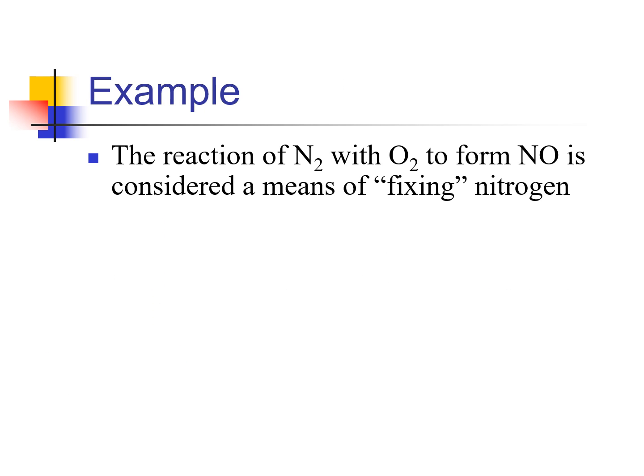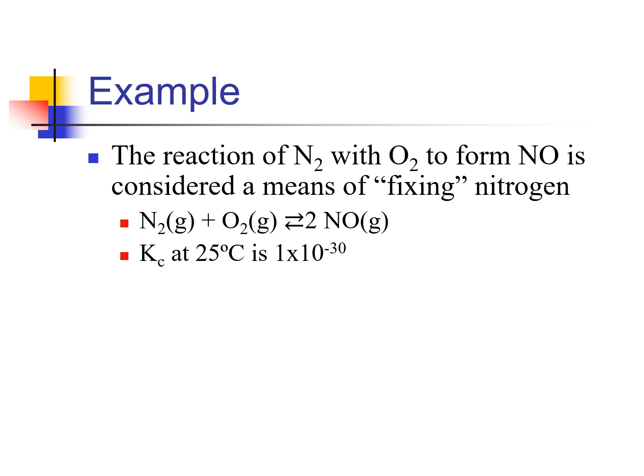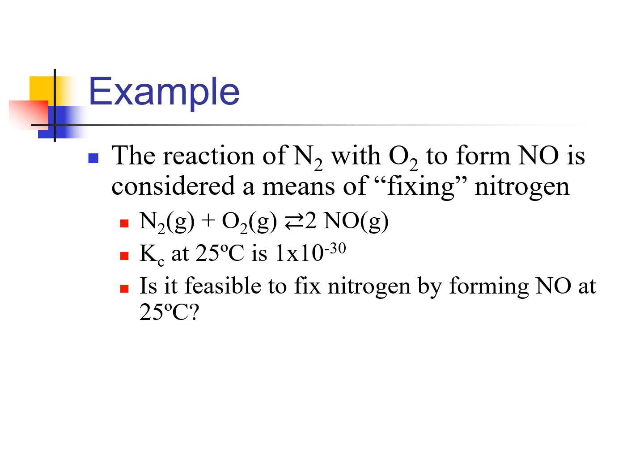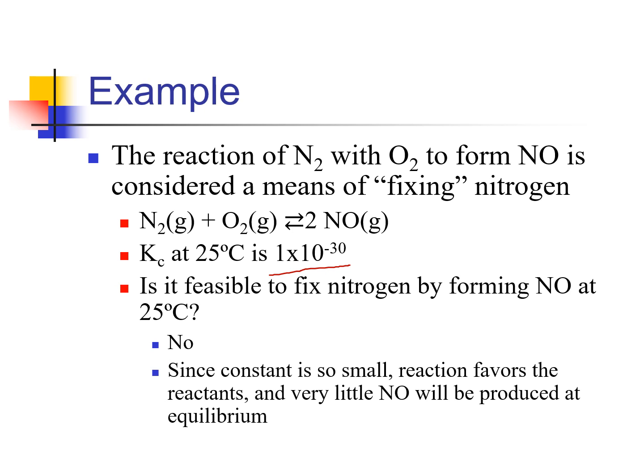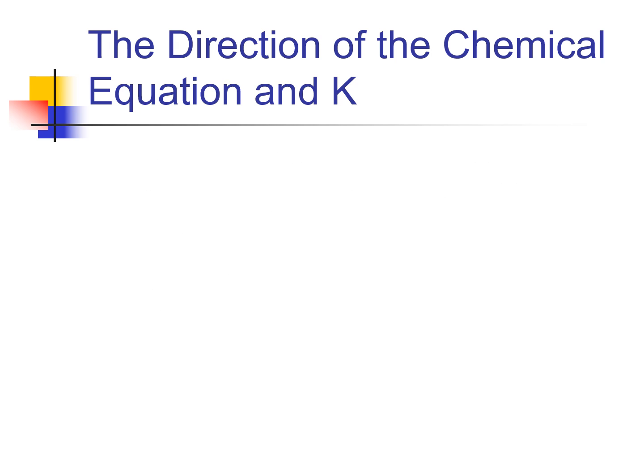So an example: the reaction of nitrogen with oxygen to form NO is considered a means of fixing nitrogen. Here's the reaction, and there's the equilibrium constant. Is this a feasible method of fixing nitrogen by forming NO at this temperature? Well, if we look at that constant, it is way less than 1, which means at equilibrium, we're going to have a very small amount of the product NO. This means it is not a feasible means of fixing nitrogen, of making NO, at 25 degrees Celsius.